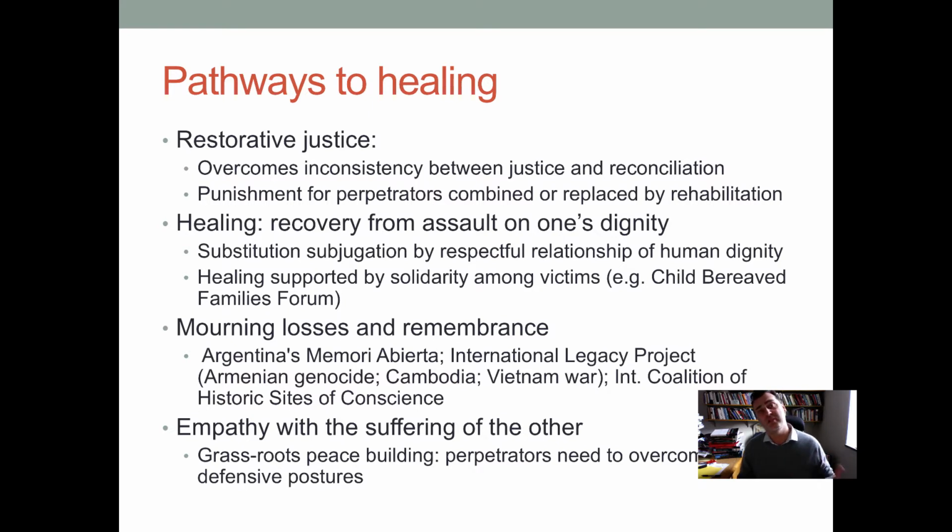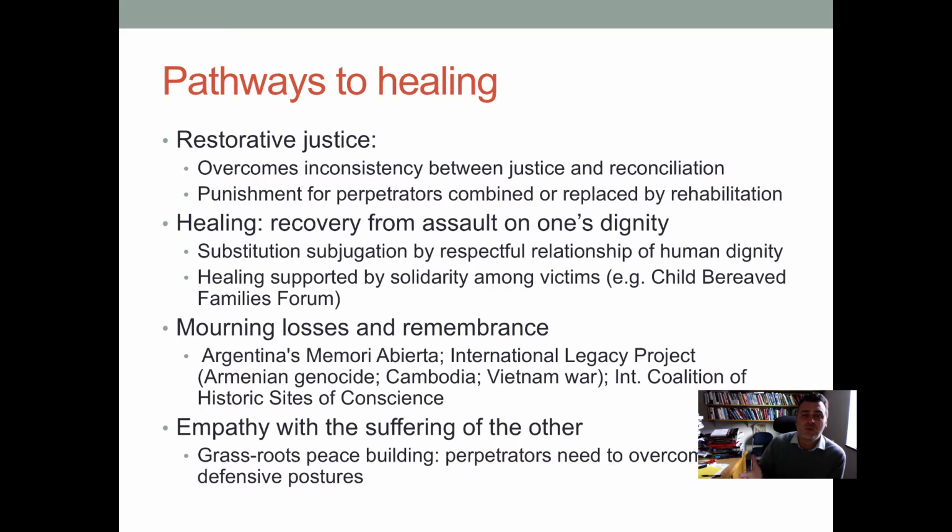Now, what are the pathways to healing? Restorative justice, overcoming inconsistency between justice and reconciliation. So it's a sort of in between blanket amnesty and the criminal justice process. So it's punishment for perpetrators combined with or replaced by rehabilitation. Healing, recovery from assault to one's dignity, substituting subjugation by a respectful relationship of human dignity.